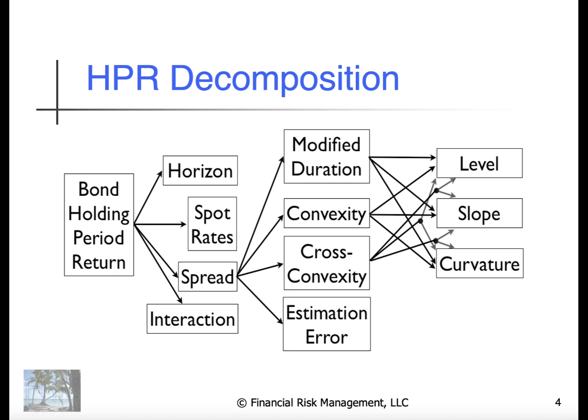I want to remind you that the goal here is not additional layers of complexity for complexity's sake. If modified duration is adequate for what your needs are, just level, modified duration of the level, then stop there. But if you need a richer decomposition, then you might go with modified duration, level, and slope of both the spot rate and the spread curve.